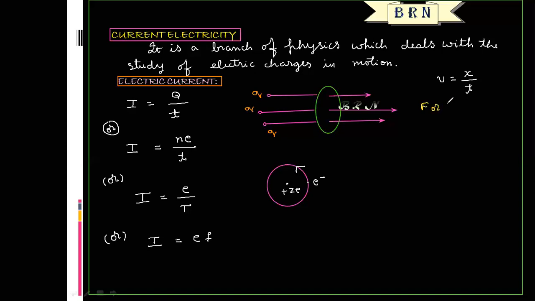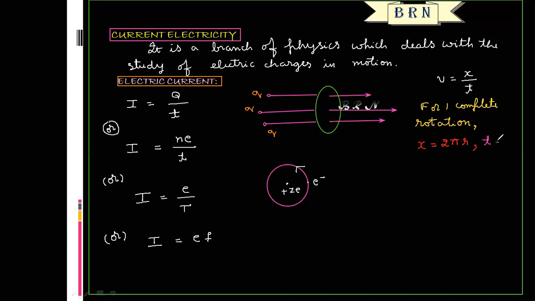For one complete rotation, what is the total distance traveled by the electron? The total distance traveled by the electron is the circumference, is it not? For one complete rotation, the total distance traveled by the electron is 2 pi r.